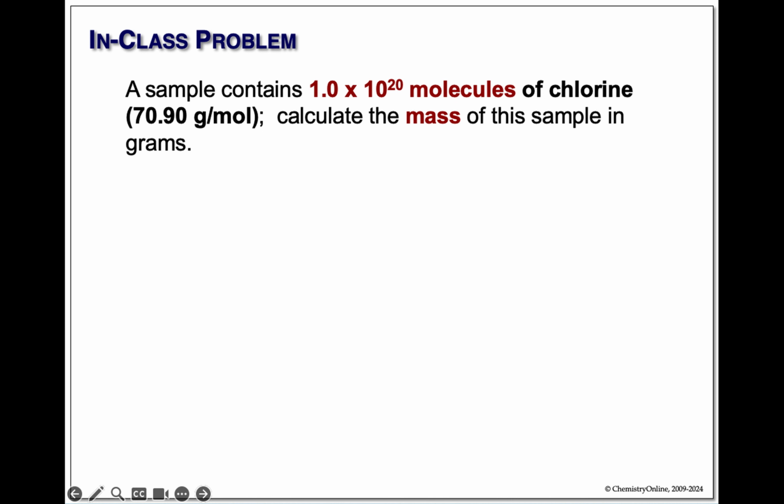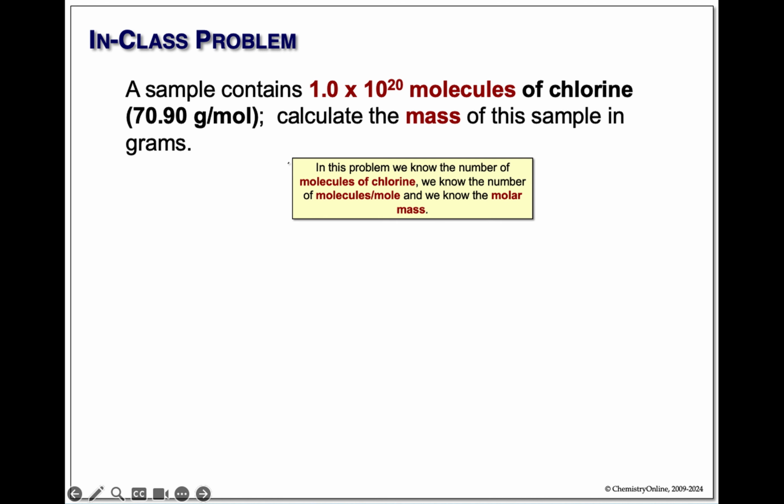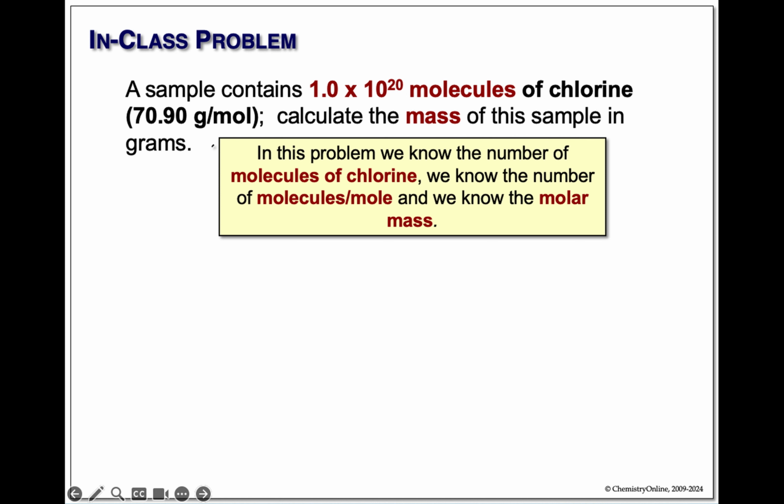We have 10 to the 20th molecules of chlorine. What's the mass in grams? We know how many molecules we have, and we're just looking for the mass. We could do that simply if we knew how many moles we had, right? So we have 10 to the 20 molecules. We know if we had a full mole of it, it would be 6.02 times 10 to the 23rd.